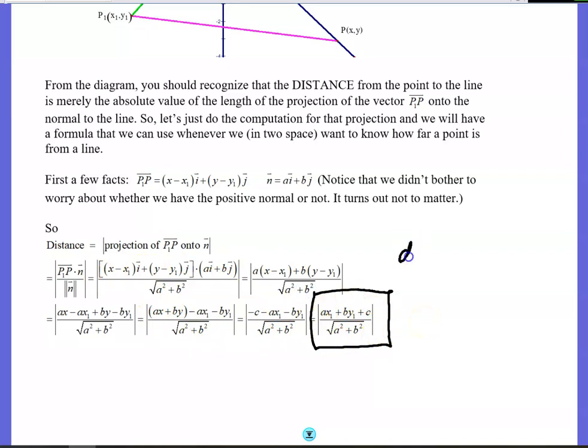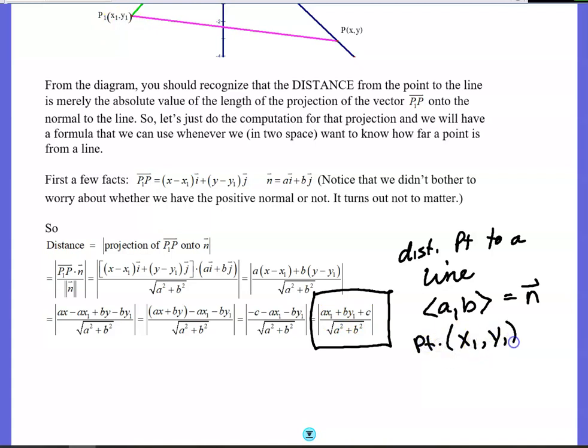We learned that the distance from a point to a line can be found by doing, okay, now this is important. Remember, AB is the normal to the line, okay? So there's your A and B. Your x1, y1 were the x and y values of your point. So the point is x sub 1, y sub 1.